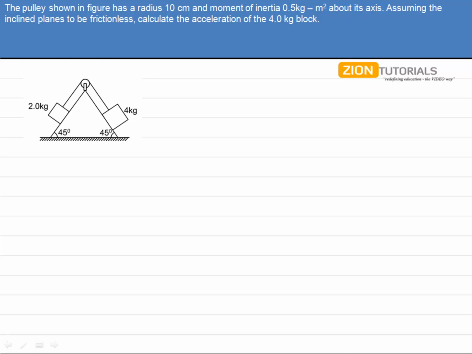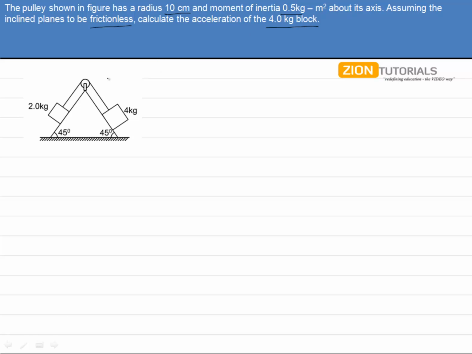As the question says, the pulley shown in the figure has a radius of 10 centimeters and a moment of inertia of 0.5 kg meter square about its axis. Assuming the inclined planes to be frictionless, calculate the acceleration of the 4 kg block.